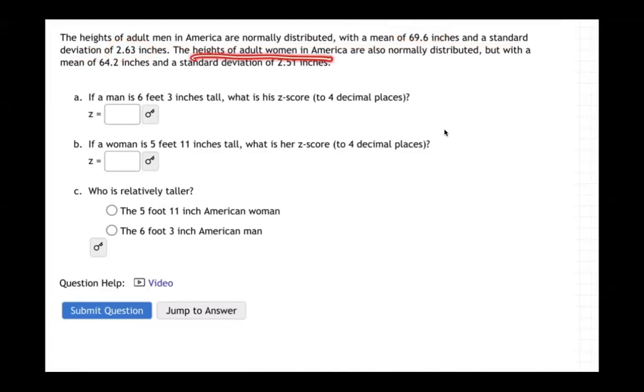The heights of adult women in America are normally distributed. We'll talk more about that later. The average for women is shorter, of course, 64.2, and the standard deviation is 2.51. There's some variation among women as well.